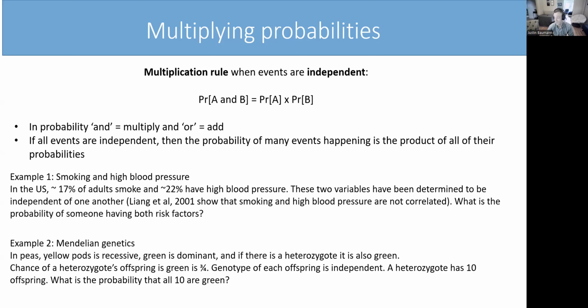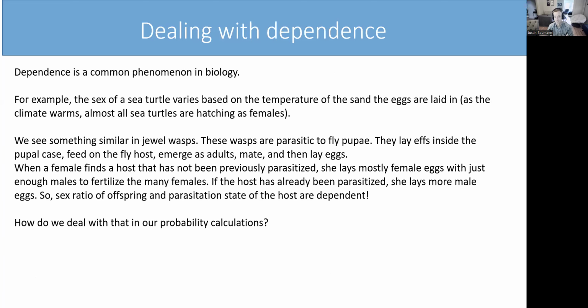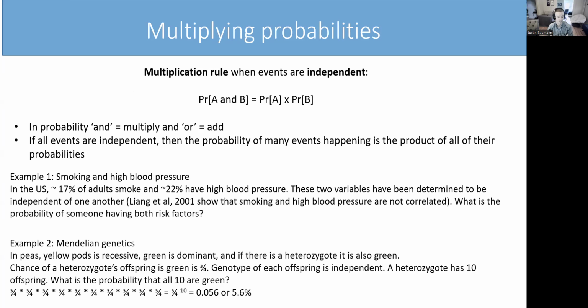Probability of all 10 being green would be 3/4 times 10. Sorry, 3/4 to the 10th power, not times 10. You multiply 3/4 times 3/4 times 3/4 for all 10, and you end up with 5.6% chance that all of the offspring from a heterozygote, if it has 10 offspring, are going to be green, assuming a simple Mendelian cross. All right.